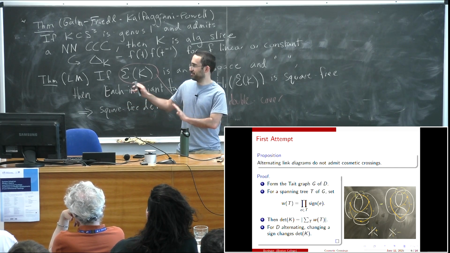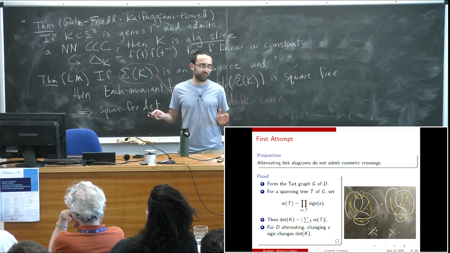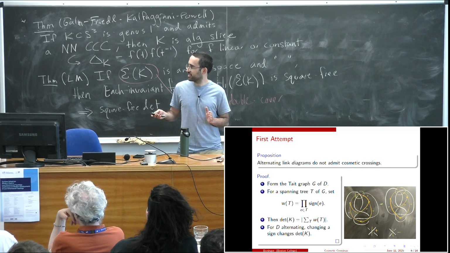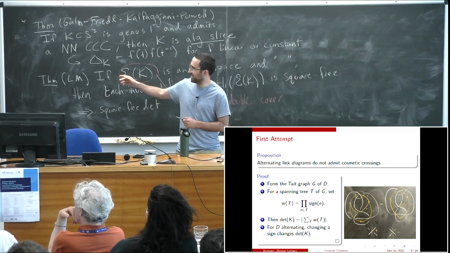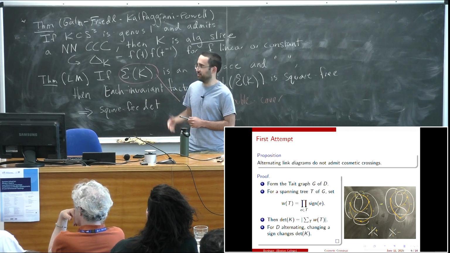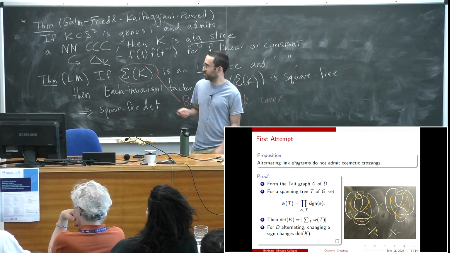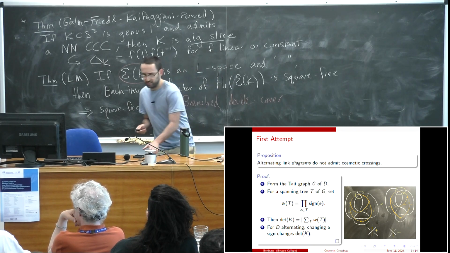So this is an extremely classical argument that an alternating diagram does not admit a cosmetic crossing change, because it's going to change that count of spanning trees. So in particular, it's going to change the determinant, which is an invariant. We can't have that unless it's a nugatory crossing. So you can think about that. Any questions?